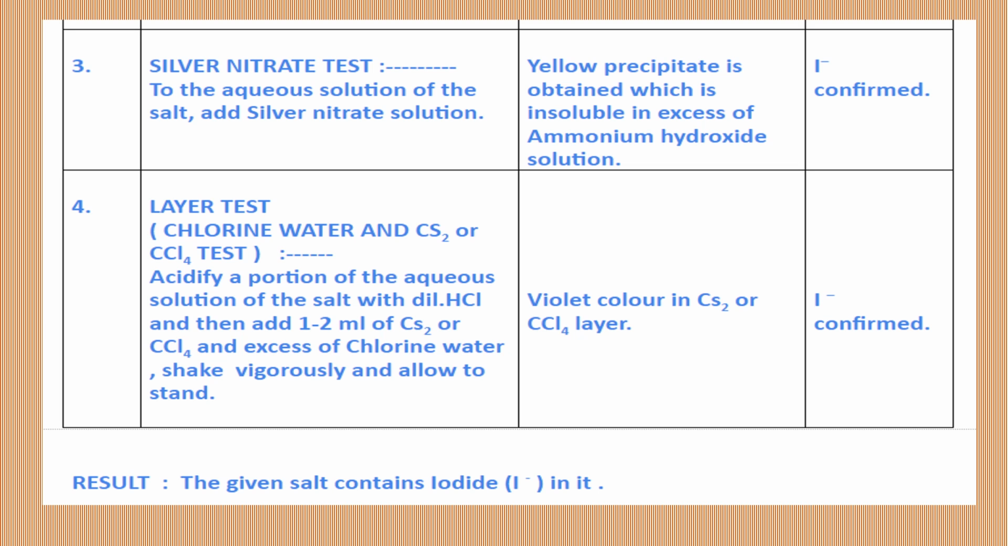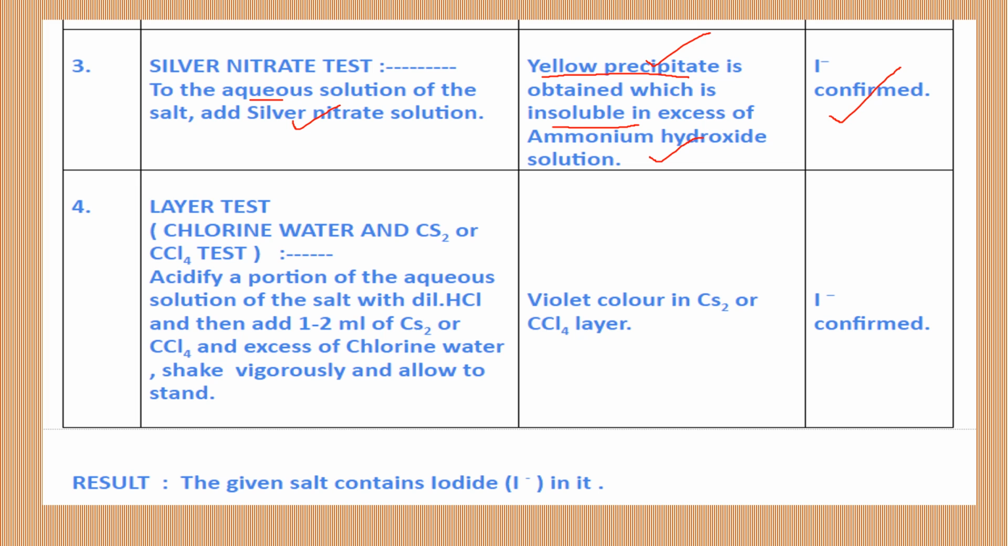To the aqueous solution of the salt, add silver nitrate solution. You will get a proper yellow precipitate. In case of chloride, you get a white precipitate. In case of bromide, you get pale yellow. And in case of iodide, you get a proper yellow precipitate, which will be totally insoluble in excess of ammonium hydroxide. No reaction, which confirms it is iodide.